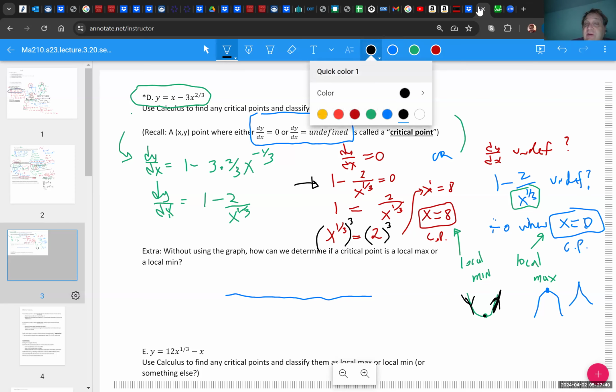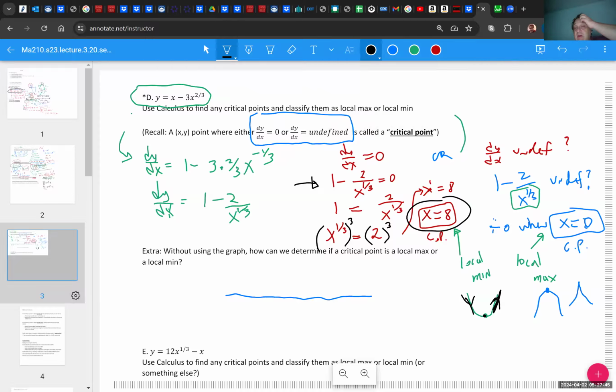From our investigation here, we know that it can switch positive and negative, it can switch increasing and decreasing at x equals 8 and at x equals 0. So at x equals 8 and x equals 0, it's possible for things to go from increasing to decreasing. It's possible to switch. And so we need to know whether it's increasing or decreasing on the left and right-hand side of each of these critical points, and that will determine whether it's a local min or local max. So how do we know whether it's increasing or decreasing on these various sides?